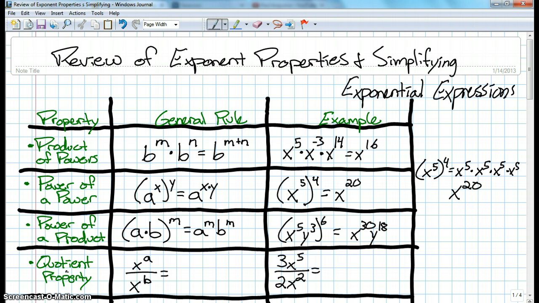Last property on this page is the quotient property. Again, as long as we have the same base, x to the a over x to the b, we can simplify this by subtracting with division. It becomes x to the a minus b. So looking at this example, the 3 and the 2 are different bases, and it's already simplified, so we can't do anything with 3 halves. But then we have x to the 5th and x squared. Using our subtraction, that gives us x to the 3rd in the numerator. We have 3 more factors of x in that numerator.